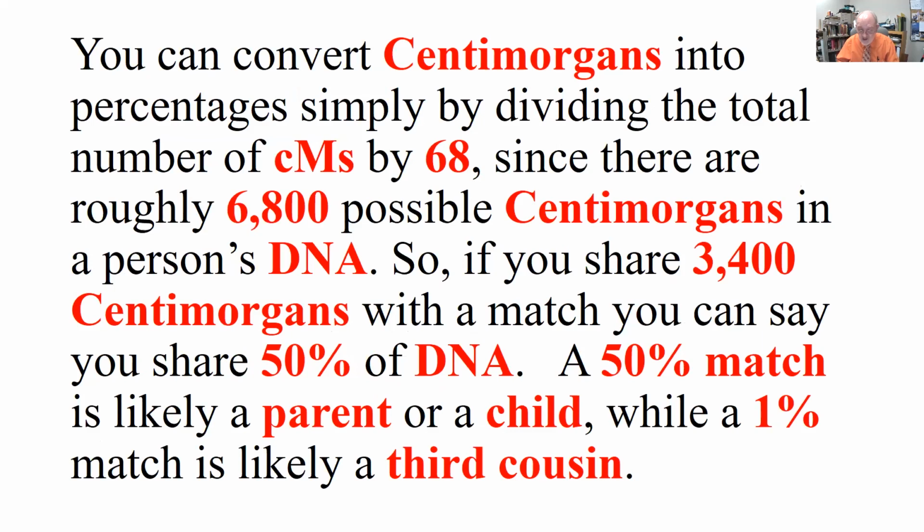You can convert the centimorgans into percentages simply by dividing the total number of centimorgans by 68, since there are roughly 6,800 possible centimorgans in a person's DNA. So if you share 3,400 centimorgans with a match, you can say you share 50% of your DNA with that person. A 50% match is likely a parent or a child, while a 1% match is likely a third cousin, because remember, it reduces by half each time you go back a generation or remove yourself from yourself. If you are searching for an unidentified parent, this could be a lucky strike.